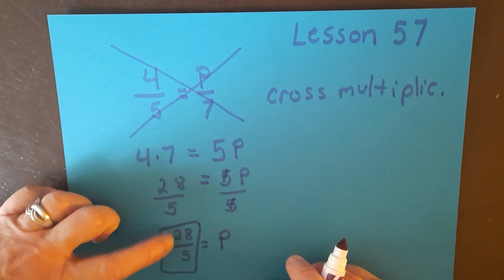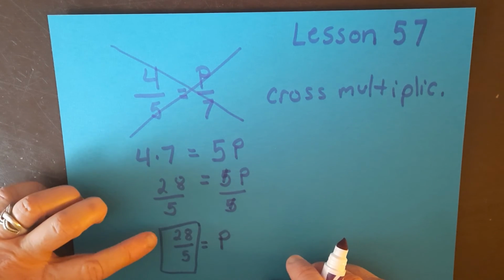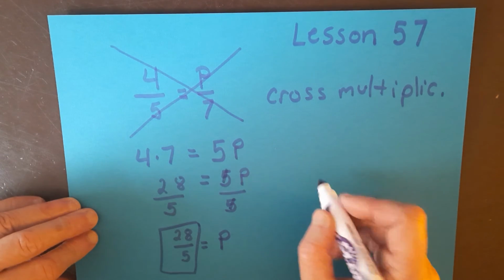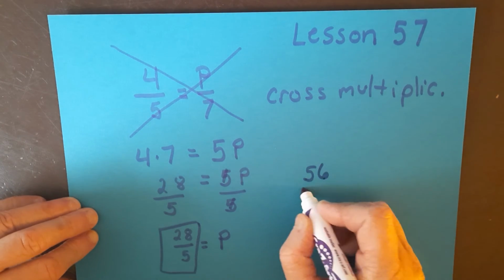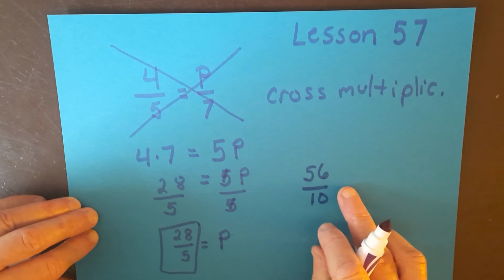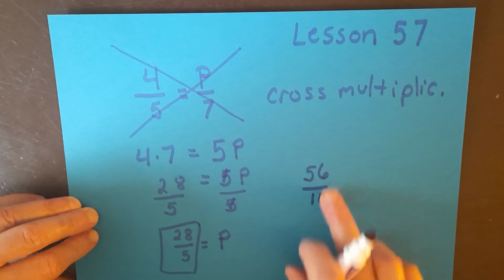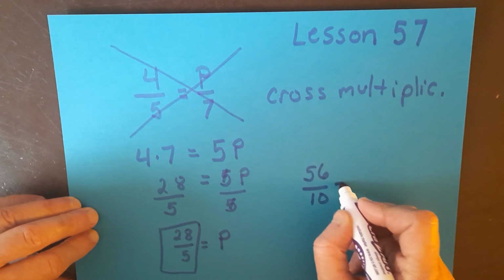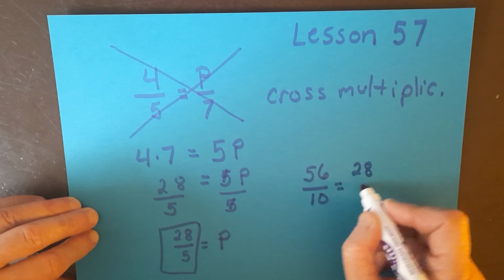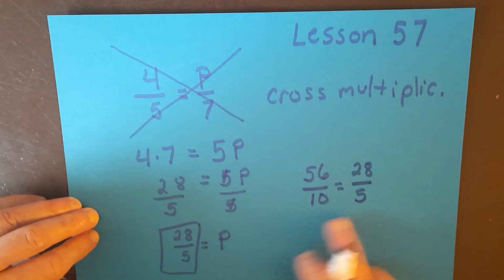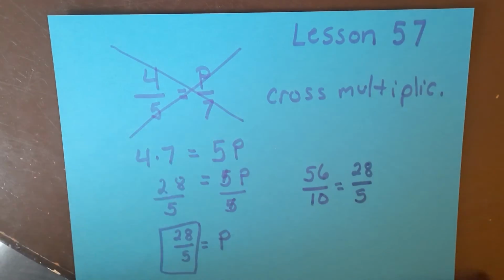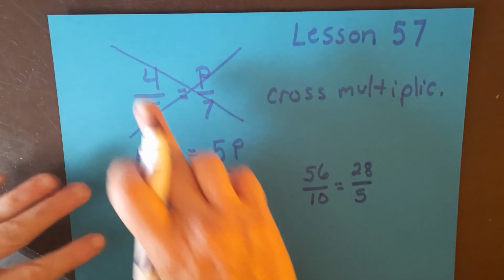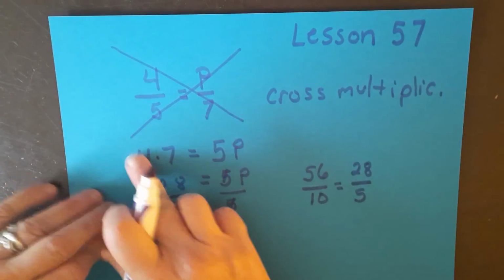We can leave it as an improper fraction, like I told you in class, that improper fraction, the numerator being larger than the denominator, only if it cannot be simplified anymore. If this said 56/10, we'd have to divide each of these by 2 to reduce it as far as it would go. That would give us 28/5. So it can be an improper fraction, it just has to be reduced. So that's how you do cross multiplication.